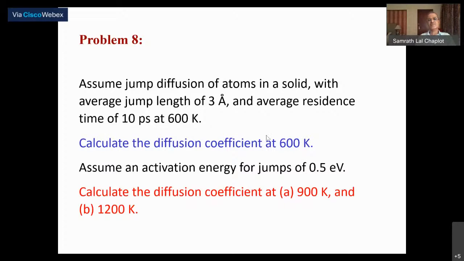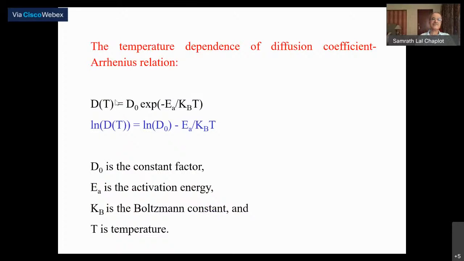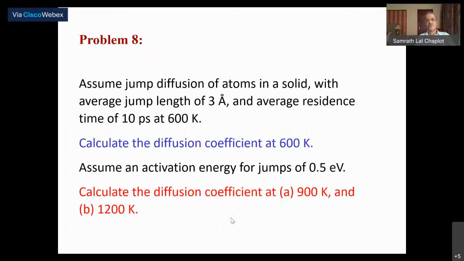But now the problem is, you got the diffusion coefficient at one temperature from these numbers. And let's assume that there's an activation energy for these jumps, which is half an electron volt. So if I know the activation energy, and I know the value of the diffusion coefficient at one temperature, then I would just like to calculate the diffusion coefficient at other temperatures. I have the slope of this relation, so I can work it out from that. So I'm asking you to calculate the diffusion coefficient at two other temperatures, 900 K and 1200 K, and how it would change.